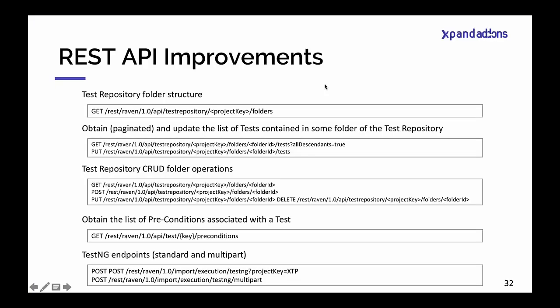So one thing that we addressed in the 3.1 version, basically, we had the endpoints related with the test repository. So you can now actually obtain the structure of the test repository by using this endpoint. And you can also obtain the tests within the test repository, either the ones that are direct children or all the descendants by passing a specific parameter. We also provide CRUD operations related with the folders, so you can easily create, update, and delete folders by using the endpoints.